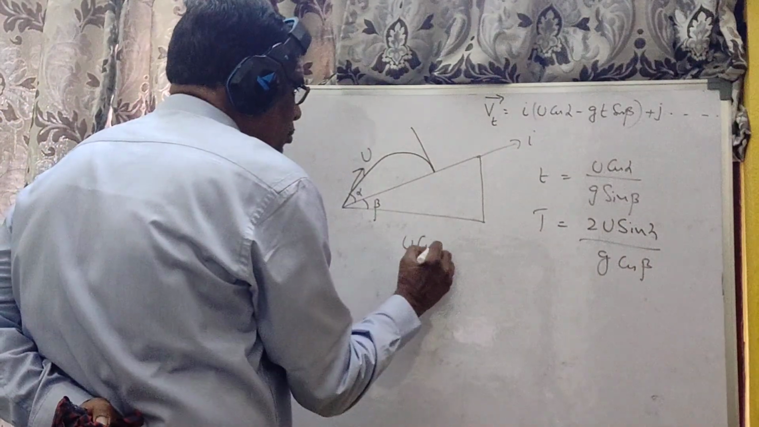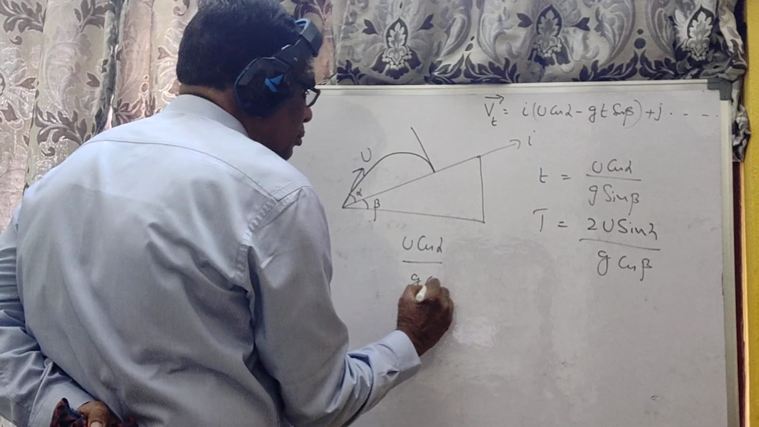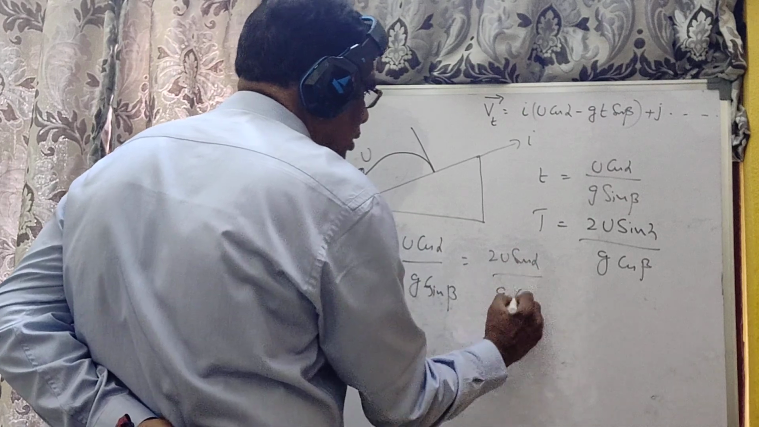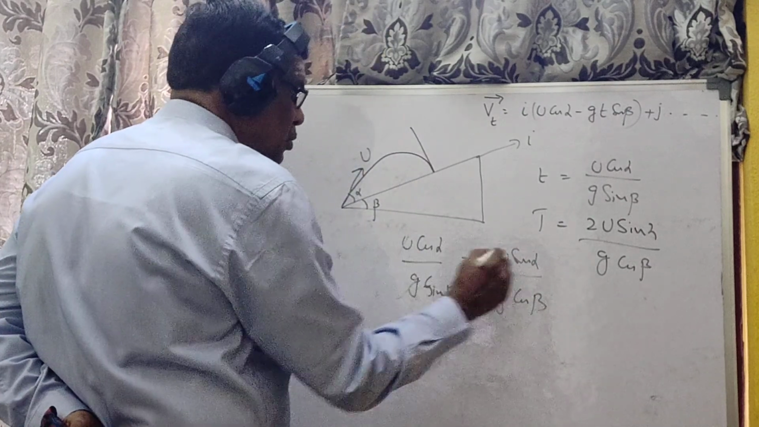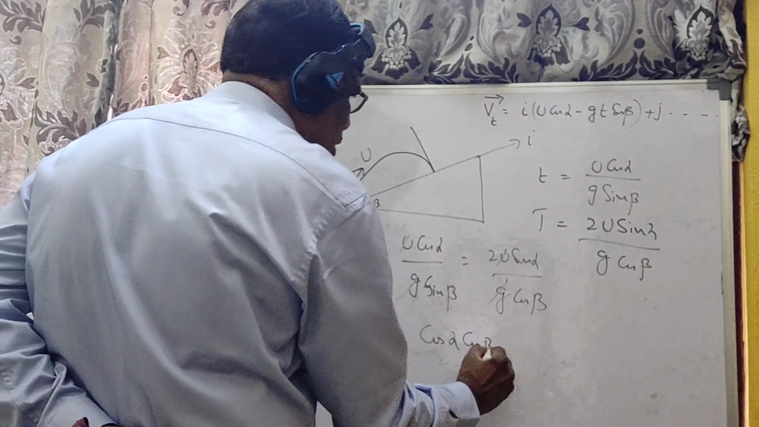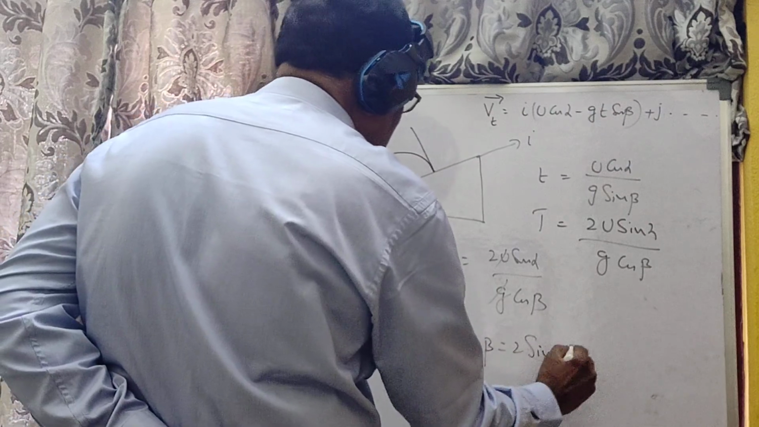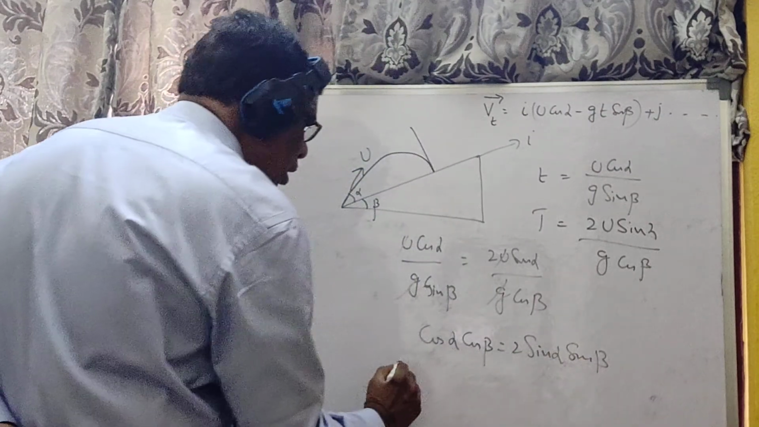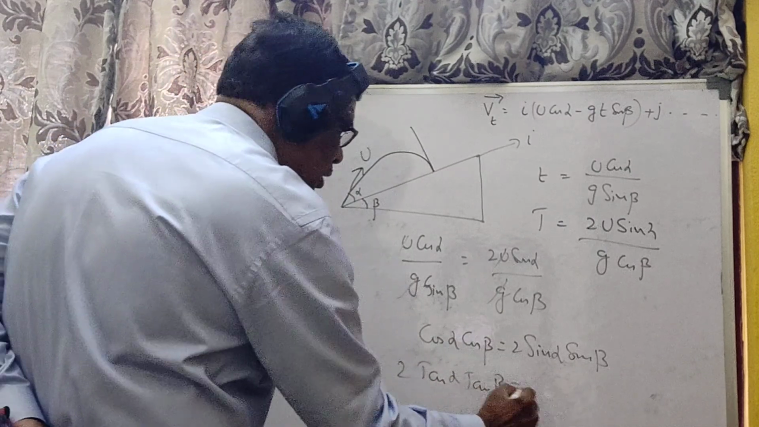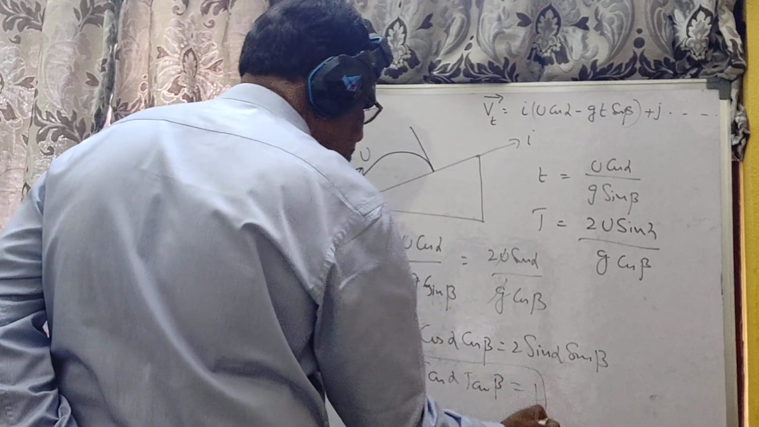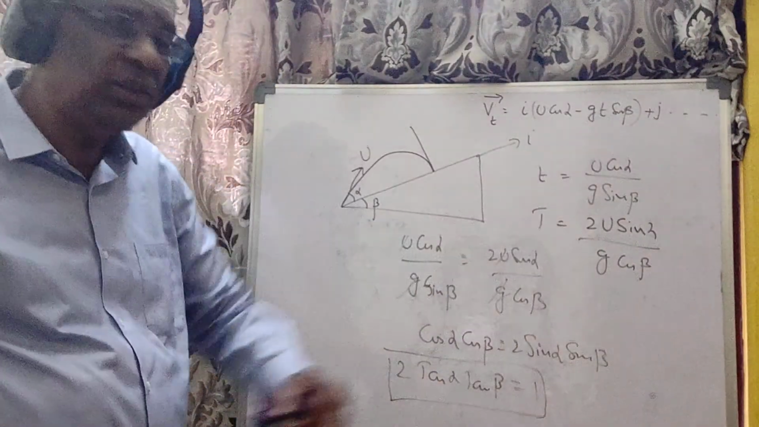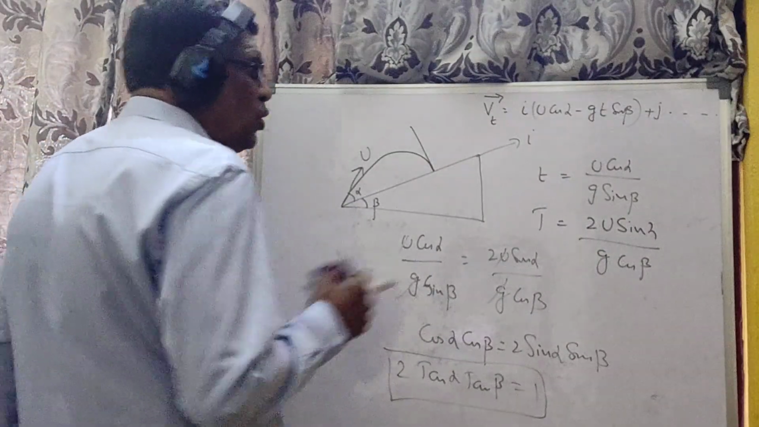What do you get? u cos alpha by g sin beta is equal to 2u sin alpha by g cos beta. Now you make the necessary changes. Cos alpha cos beta is 2 sin alpha sin beta, or if I take it to the other side, 2 tan alpha tan beta is 1. If you want, you can write it in terms of theta also, no issue. Likewise you get it. Okay? Now, I'll give you another example.